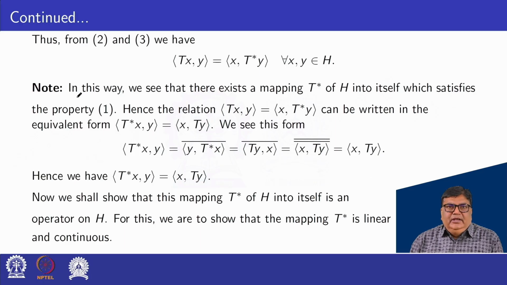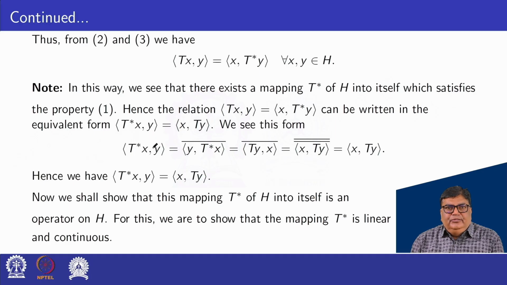In this way, we see that there exists a mapping T star of H into itself which satisfies the property 1. Hence, the relation inner product of Tx, y equal to inner product of x, T star y can be written in the equivalent form inner product of T star x, y is equal to inner product of x, Ty. We see this form: inner product of T star x, y equals conjugate complex of the inner product of y and T star x, as per the definition of inner product.